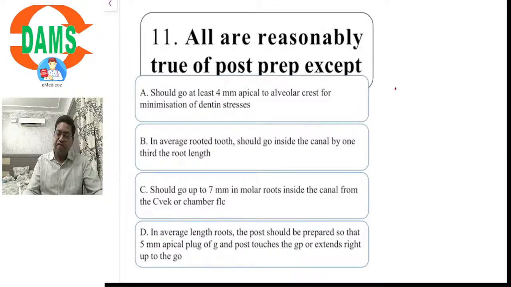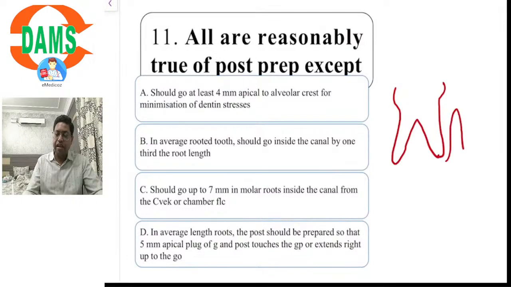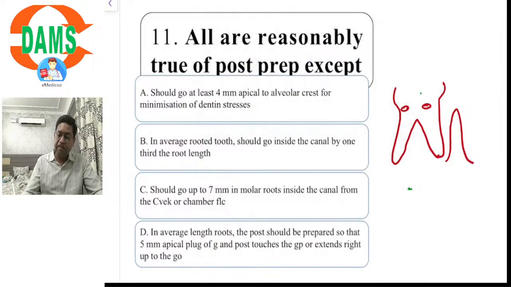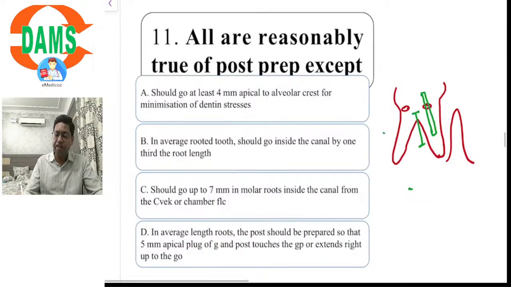See, suppose there is a tooth like this, a broken down tooth. This is the alveolar bone around the tooth. This is the root canal orifice. And whenever we are planning to place a post, the post is extended like this so that the length of post below the root canal orifice is maximum 7 millimeter. The length of the post below the root canal orifice.